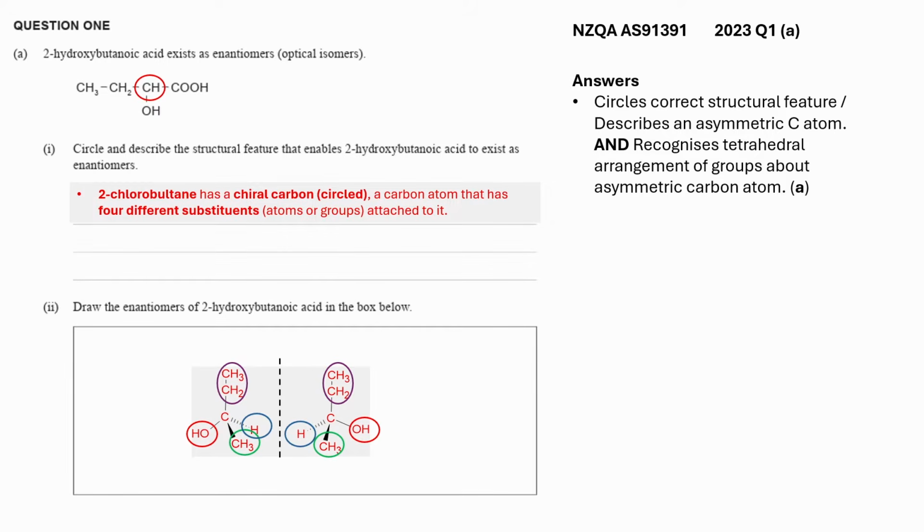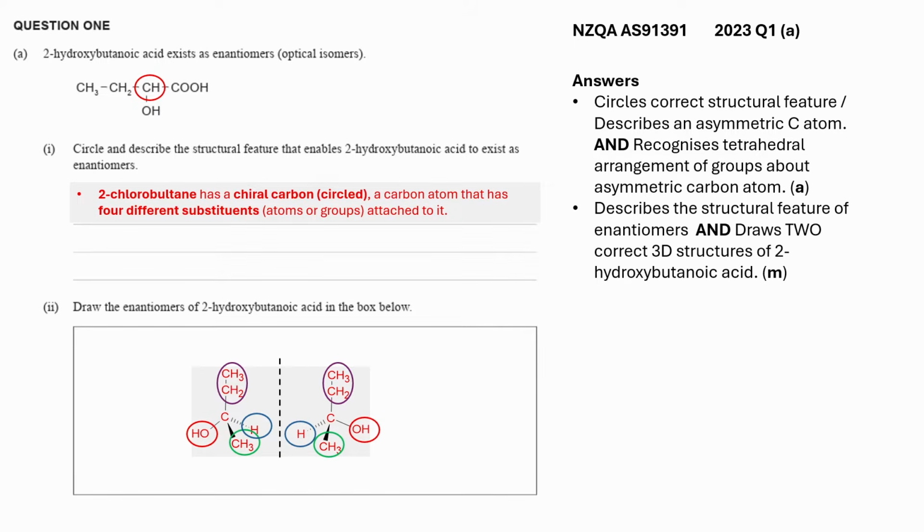Okay, so how did they mark this? Well, if you were able to circle this and recognize that this is a tetrahedral arrangement, you get an achieved. If you were able to describe the features, that is, it has 4 different substituents, 4 different groups or atoms coming off the carbon, and you're able to draw the 2 representations, you get a merit. Hey, that's a nice start to the paper if you have covered your enantiomers.